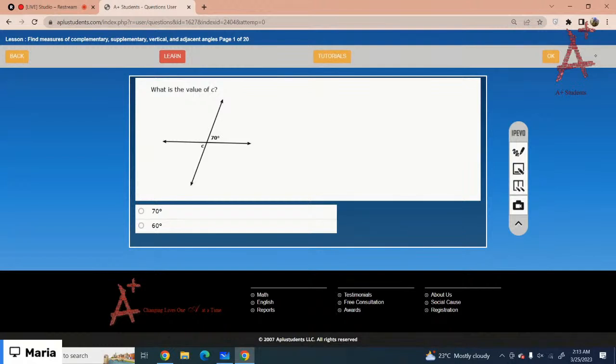So angle C and angle 70 are vertical angles. These are the angles that form on opposite sides of two intersecting lines. So opposite angles are congruent. Congruent means they have the same measure. Got it? So if here you have 70 degrees, then the measure of angle C is also 70 degrees. Got it? So the correct option is 70 degrees. Got it?